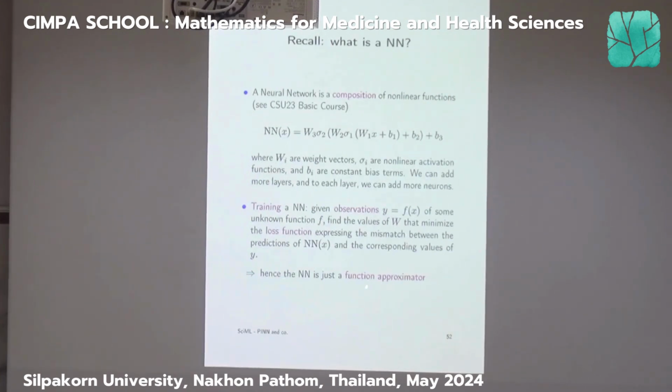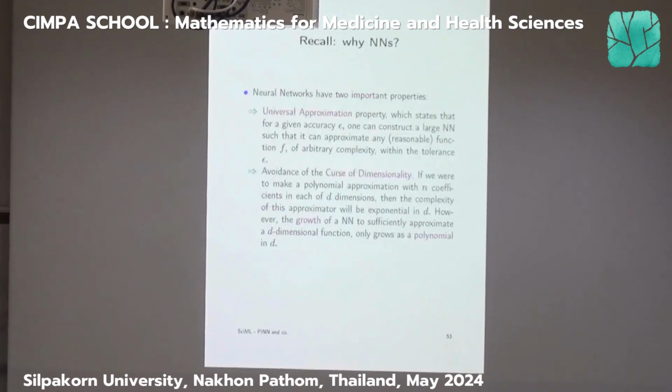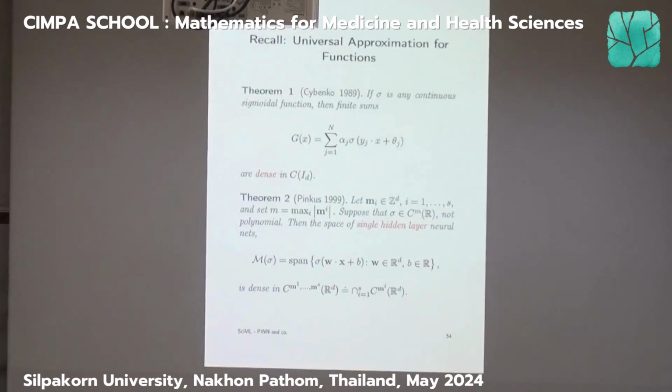Okay, a neural network is nothing else but a function approximator. If you like approximation theory, it also avoids the curse of dimensionality. It has other properties as a neural network, and that's why it works. And here are the two theorems.